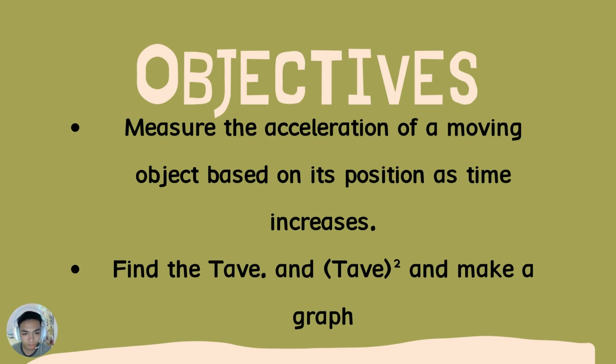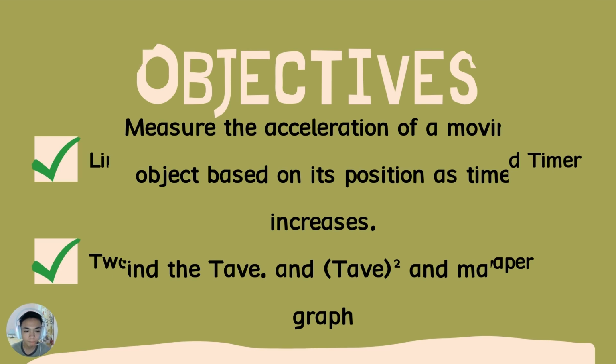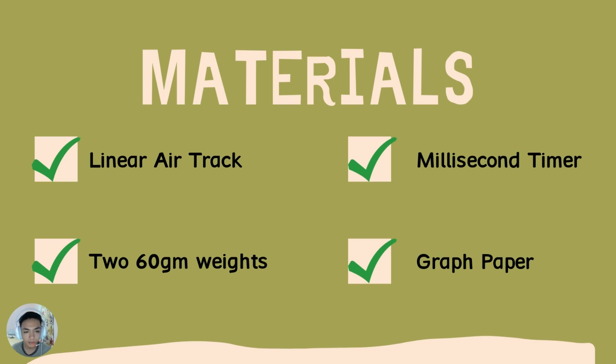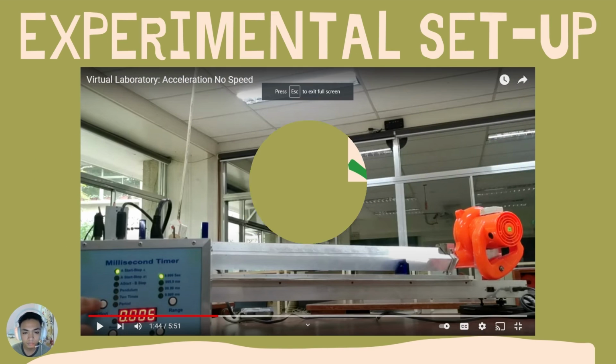So the objectives for today are to measure the acceleration of a moving object based on its position as time increases, and second, to find the t average and the t average squared and make a graph. The materials needed are a linear air track, 260 gram weights, a millisecond timer, and graph paper.